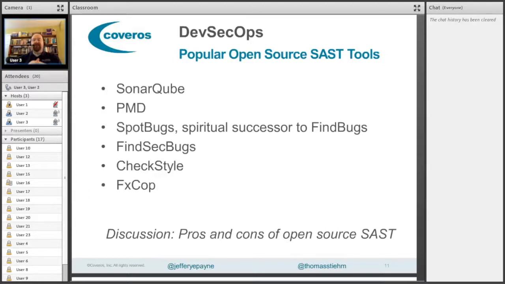These are some of the popular open source SAST tools. SonarQube we talked about a little. Some of the things that it works with well, like PMD, either FindBugs or SpotBugs, even Find Sec Bugs. We like Checkstyle as well. If you're on the .NET side, there are a couple of options. FxCop is one of them that works really well for .NET solutions.